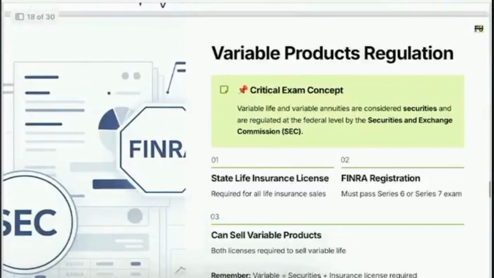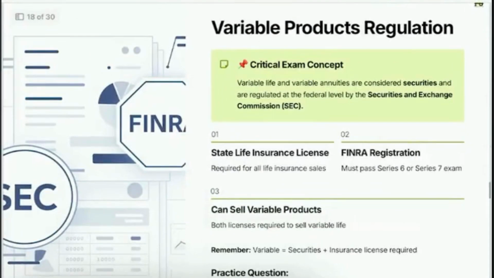So a couple things you need to know when it comes to variable life insurance products. Variable life and variable annuities are considered securities. They are regulated at the federal level by the SEC, the Securities and Exchange Commission. They are also monitored and regulated by FINRA. You must also have your securities license.